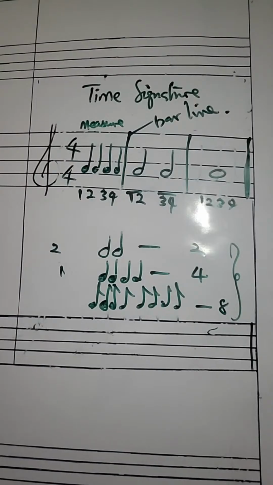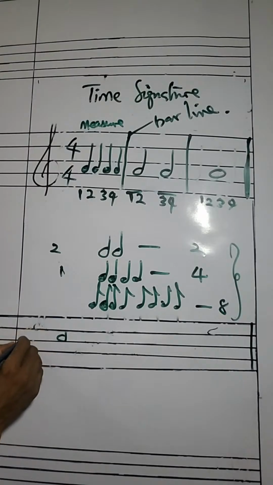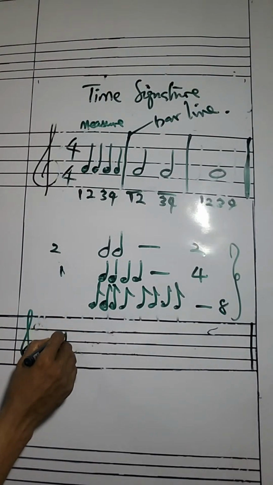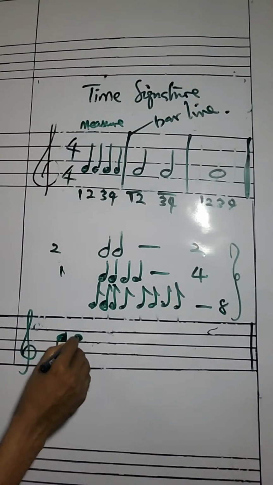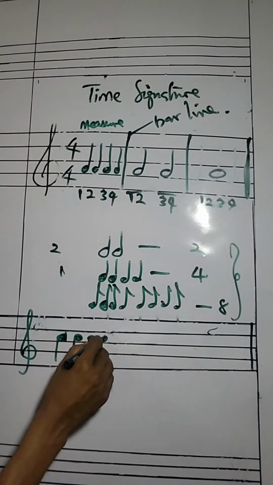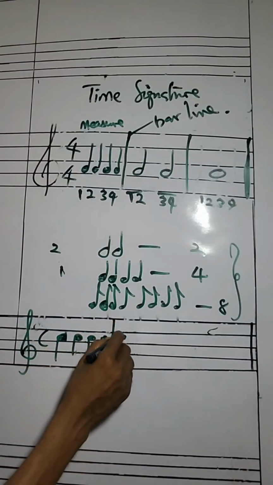So let's say for instance you have a piece of music and throughout that piece of music you are having something like this. Because we said it's in 4/4 time signature. So you have something like this.